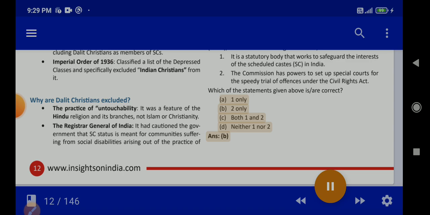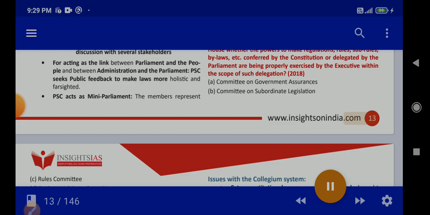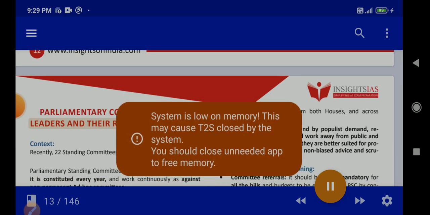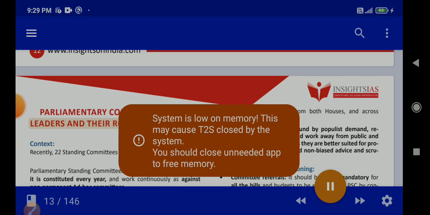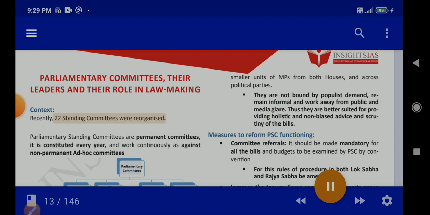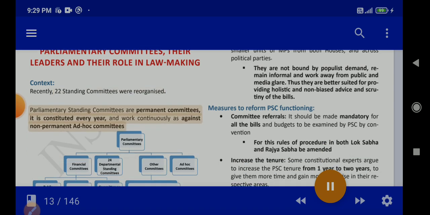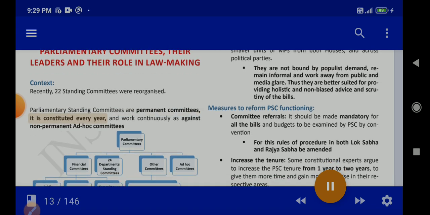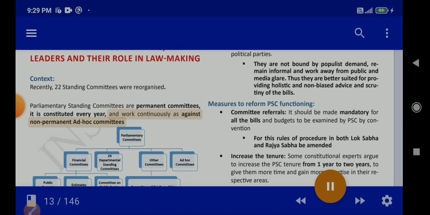Insights on India dot com. 13. Parliamentary committees, their leaders and their role in context. Recently, 22 standing committees were reorganized. Parliamentary Standing Committees are permanent committees. It is constituted every year and works continuously, as against non-permanent ad hoc committees.